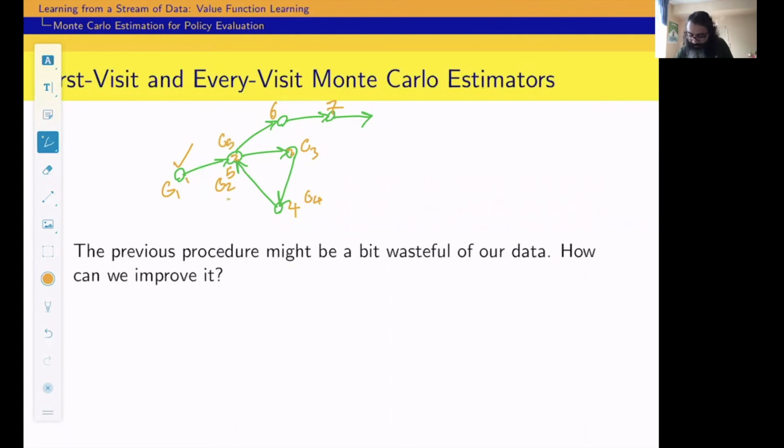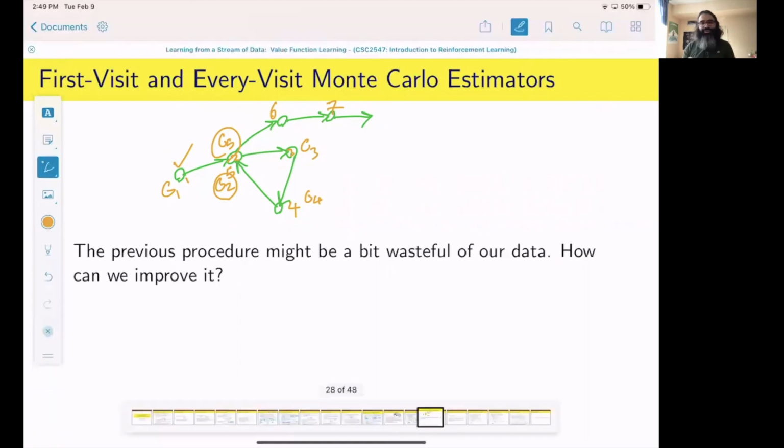And you see that G of 2 and G of 5 kind of get to the same state. So in one variant, we use both G of 2 and G of 5 in order to update state 2. In the other variant, we only use G of 2 to update state 2. The second time or third time or kth time that we get to that state, we don't use that information for updating it. So the first variant is first visit. The second variant is every visit.